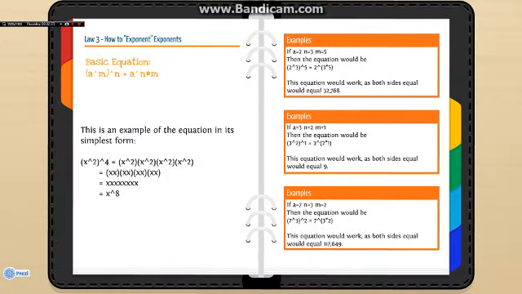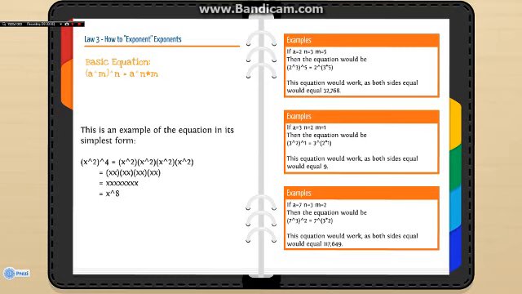Law 3, how to exponent exponents. Like I said before, this is raising an exponent to the power of another exponent. So the basic equation would be a to the power of m to the power of n, and a to the power of m is inside the parentheses because it needs to be together when it is raised to the power of n. And that would equal a to the power of n times m, and yes, the star is a multiplication symbol.